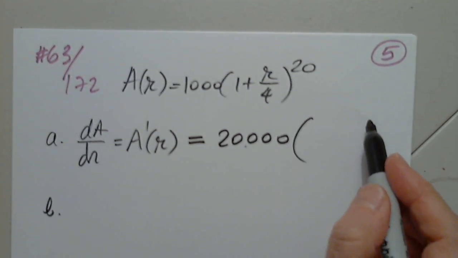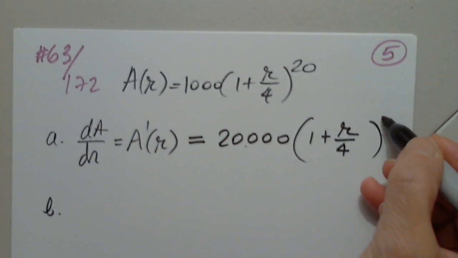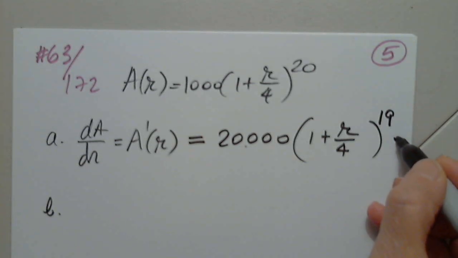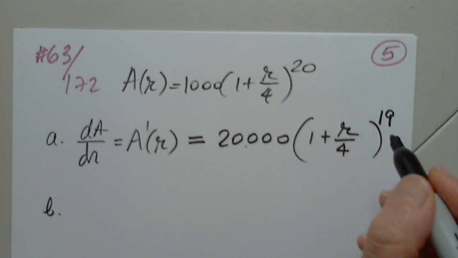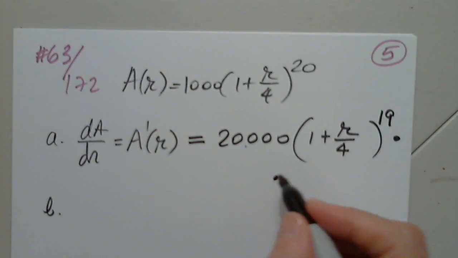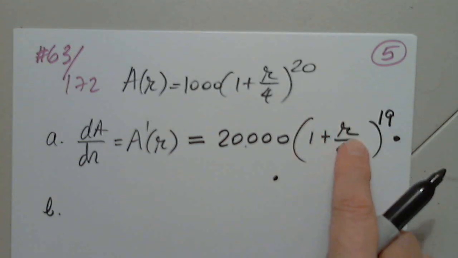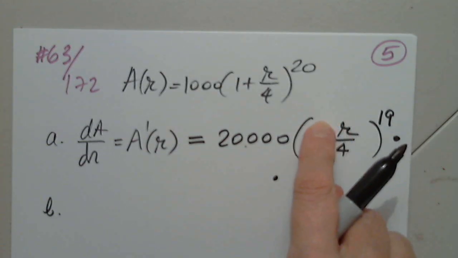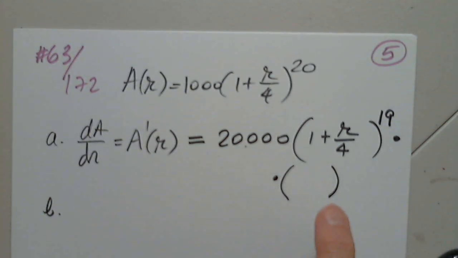Very good. Times 1 plus r over 4 to which power? 19. Awesome. Don't forget times the inner function prime. Can anyone give us the derivative of this function? The inner function prime. And I will write it here.